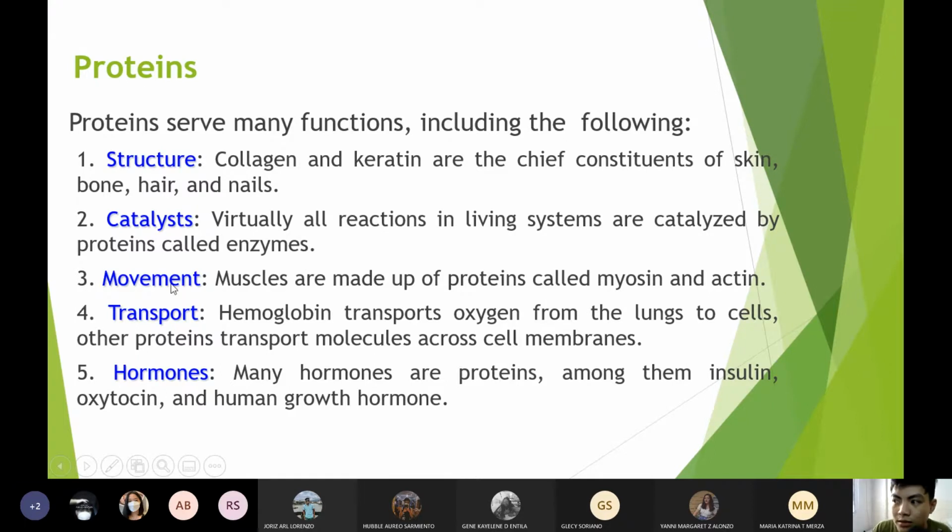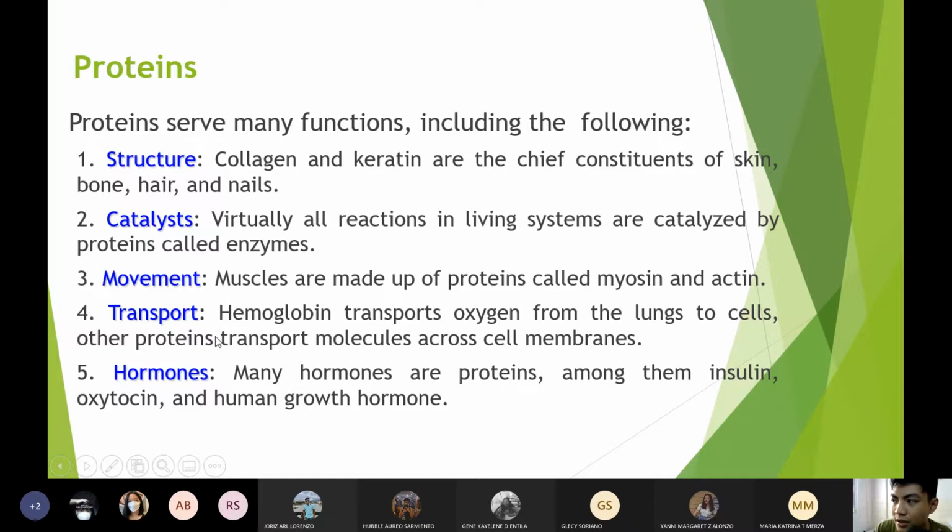Also for movement, these are our muscles, our smooth muscles and the muscles of the heart. They are also made of proteins, such as myosin and actin.